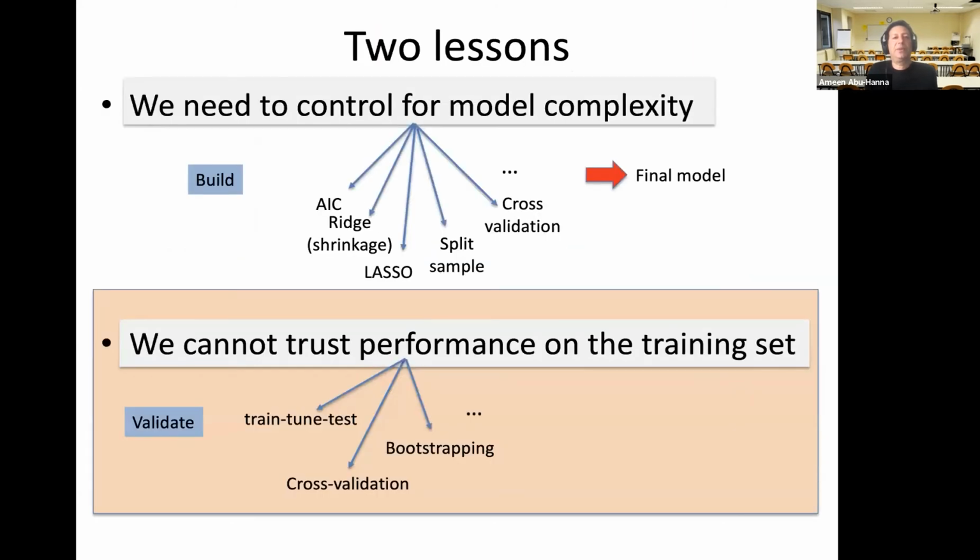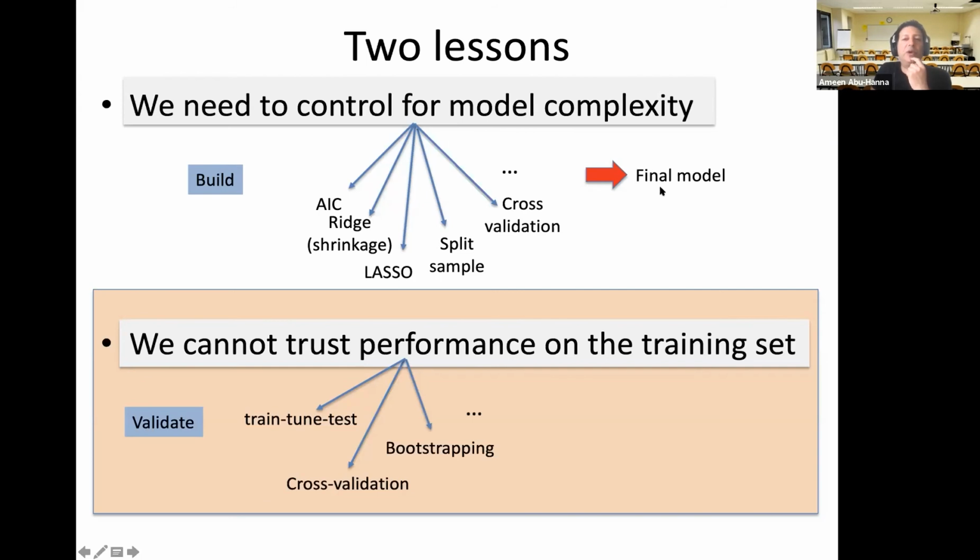Okay, so for controlling the complexity, you do your best, whether you do cross-validation, split sample, or any of these, just to know how much the complexity should be, and at the end you use all the data to finalize your model.